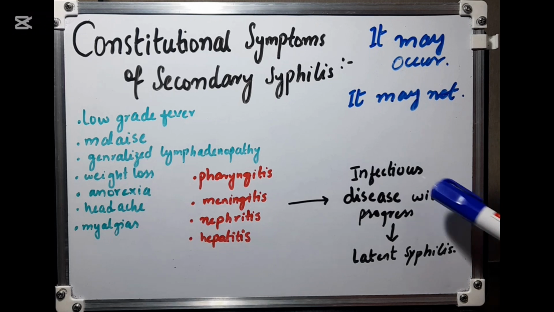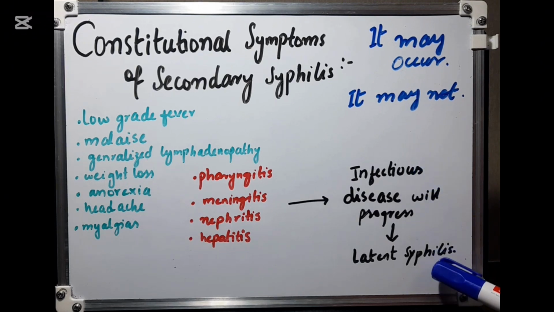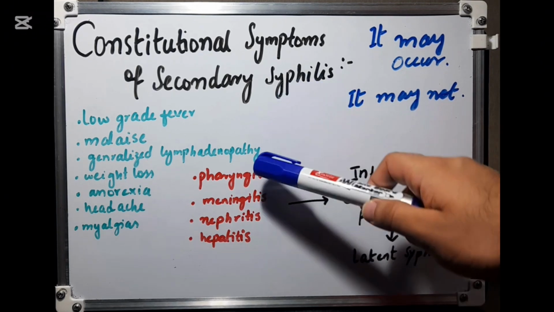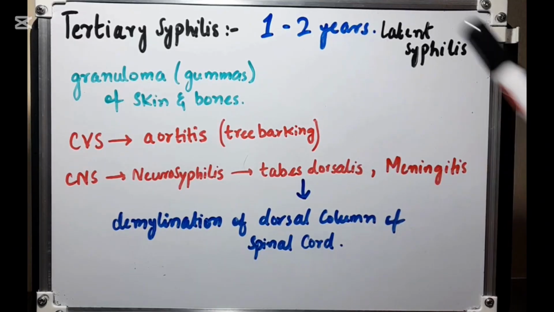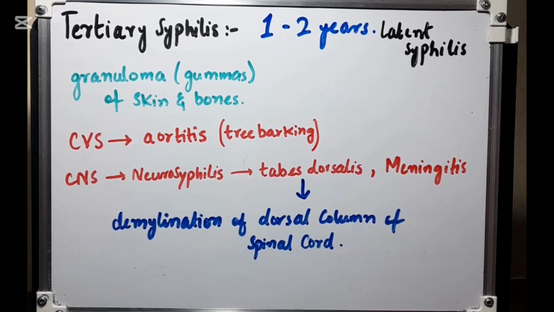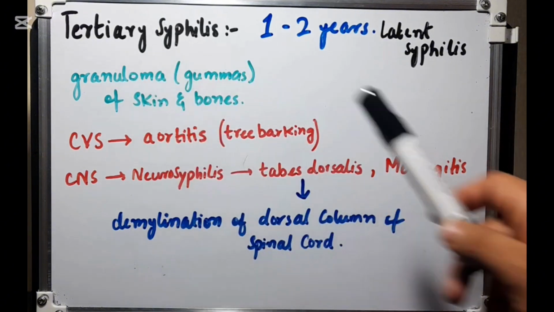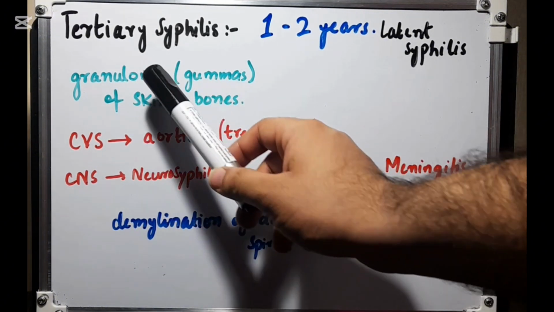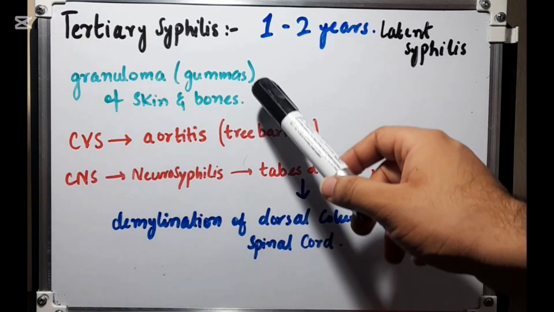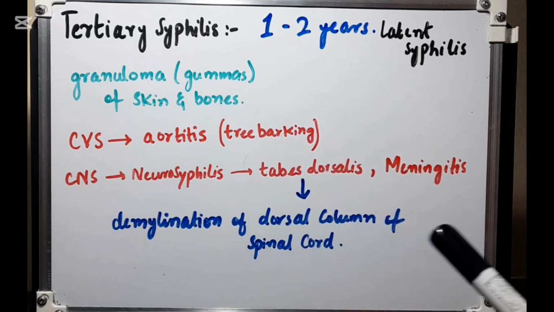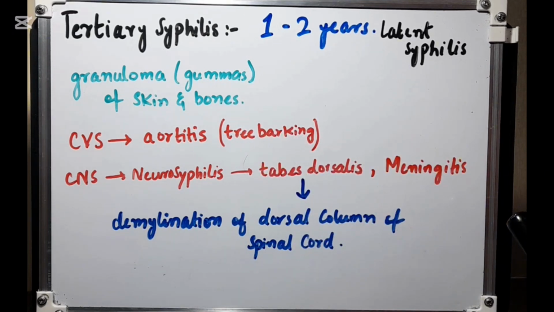The infection will progress to the latent phase after these symptoms appear. It takes 1 to 2 years to get to the latent phase of syphilis. It is also known as tertiary syphilis. In this phase, we can see granuloma formation of the skin and bones, known as gummas, and there is cardiovascular system and central nervous system involvement in tertiary syphilis.